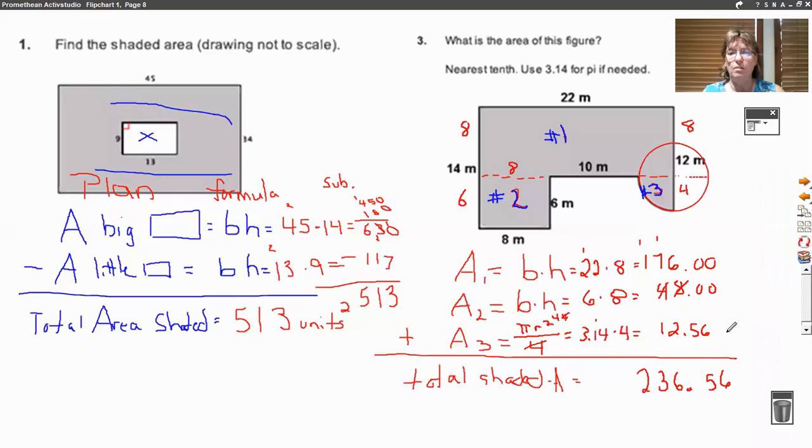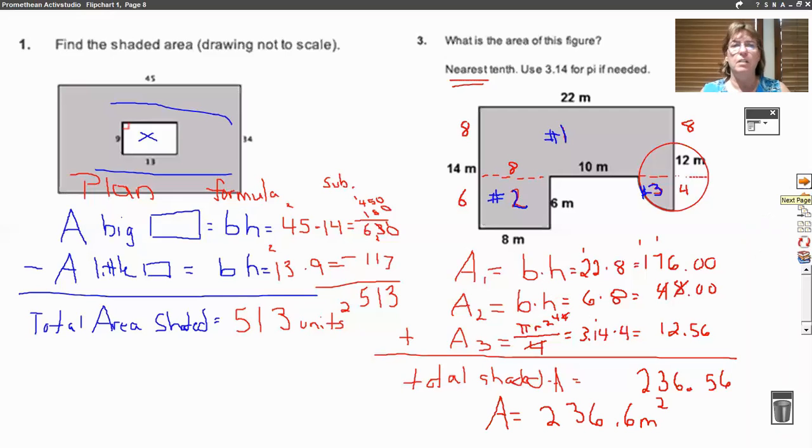And they do have a unit measure, so we have to use that. And so they want to round to the nearest tenth. So this would become 236 point, and then this will round to 6, and then meters squared, because all along we did meters times meters, meters times meters, meters times meters.